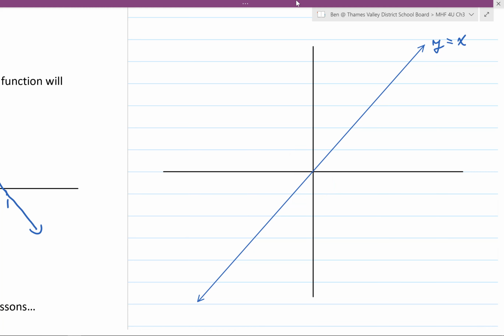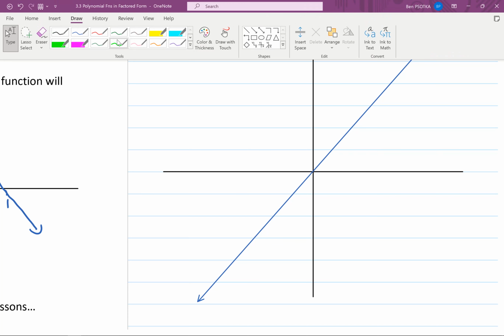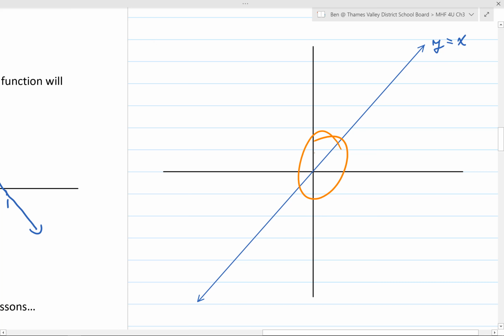It just goes right through the axis. It does not turn. It does not do anything else. It crosses straight through the axis. So it behaves like a linear function that's going on there.